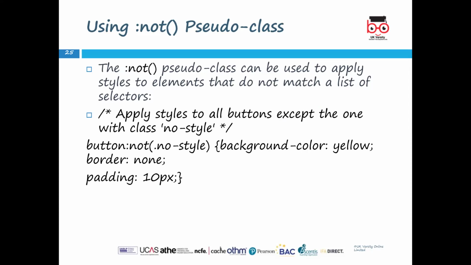Here we have an example of the not pseudo-class, which can apply a certain style to elements that do not match a list of selectors. By using this function, we pass a value that lets the CSS know that this is not matching the list of selectors. So this style should not be applied to those elements.